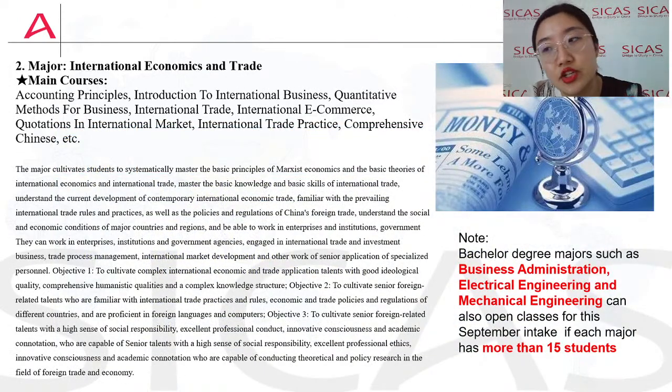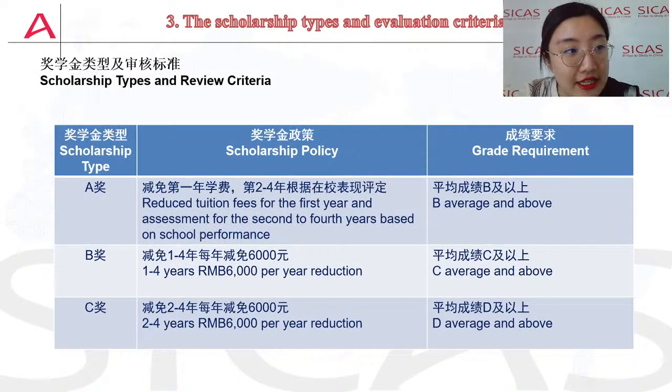For the second major, I would like you guys to take a screenshot and look at the main courses and the key objectives. And then let's look at the scholarship. So there are 3 types of scholarship, A, B, and C. And the most generous one is the A scholarship: a reduced tuition fee for the first year, and we will do an assessment for the second to the 4th year based on school performance.